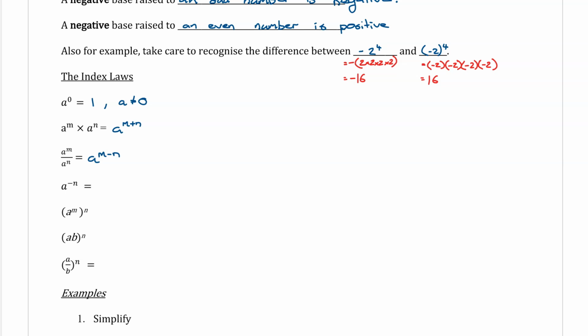Now, this is where some people get a little bit confused. We've got a to the power of negative n, or minus n. This is a little bit funky in that we have the base, but the base goes down in the denominator with the n there, and it becomes 1 over. So a to the power of negative n is equal to 1 over a to the power of n.